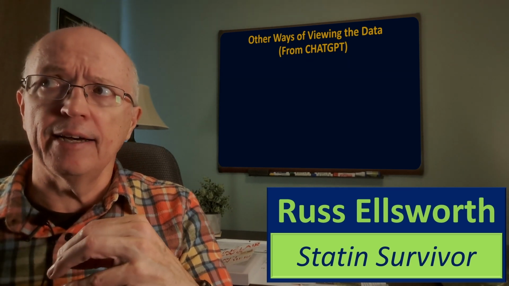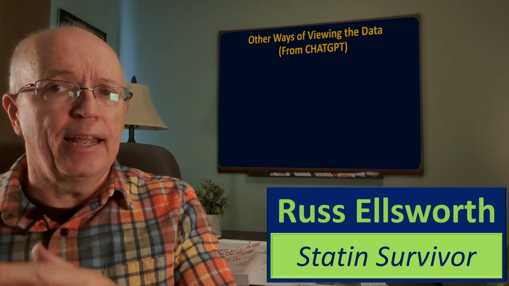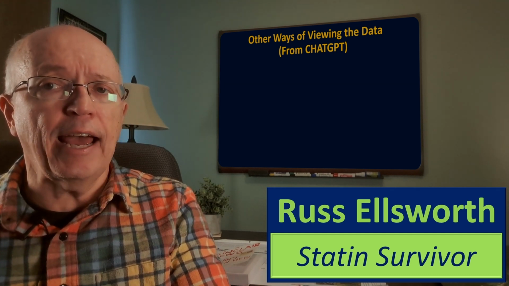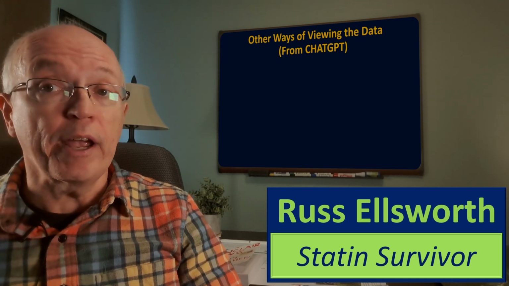So there are other ways of looking at the data. Unfortunately, to do these assessments, we need access to the raw data, and we're not likely to get that. Independent reviewers aren't going to get access to the raw data because the pharmaceutical companies don't want them poking around and discovering new things in there. So I asked ChatGPT, what are some other ways we could look at this data?